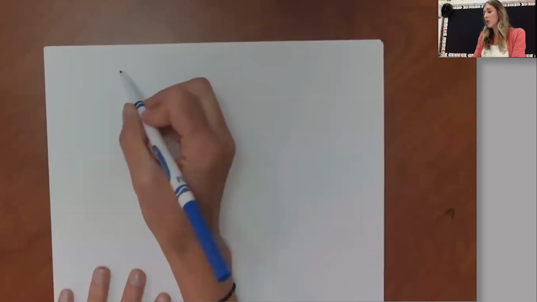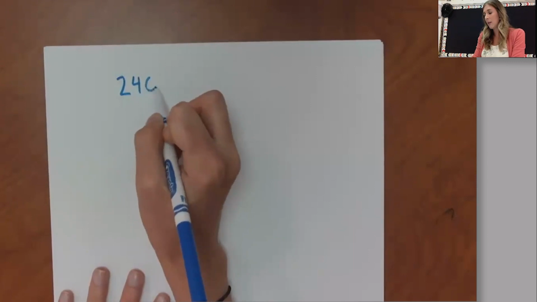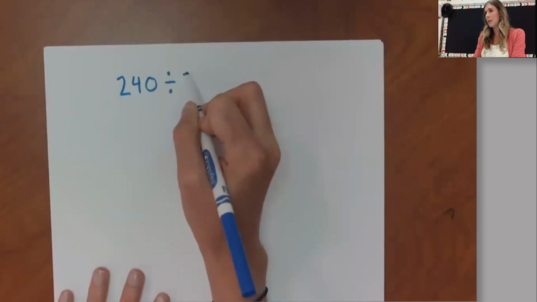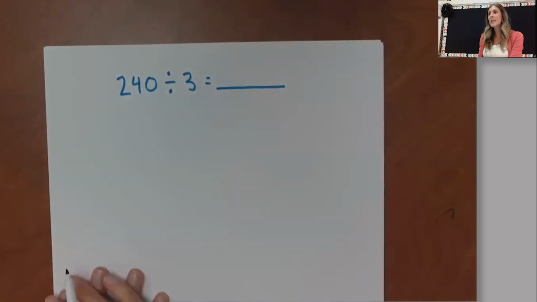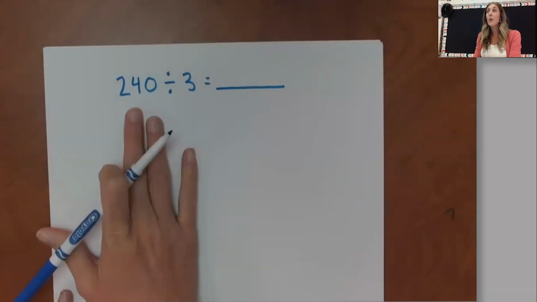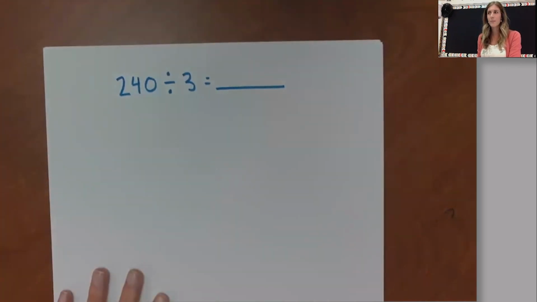Let's think about the problem that we just solved. We split the number 24 into 3 equal groups. What if we wanted to split 240 into 3 equal groups? Since this is a larger number, it would take us a while to think about the multiples of 3 to get all the way to 240. So we're going to try a different strategy to divide 240 by 3.